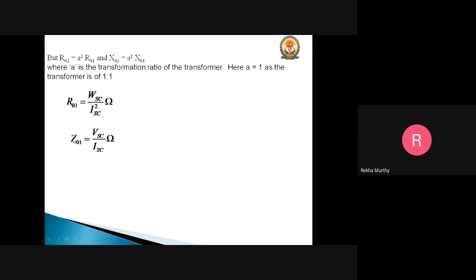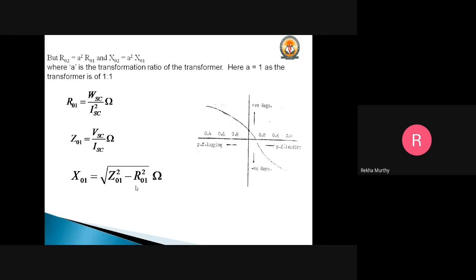Then Z01 can be obtained by V_SC divided by I_SC. Once you get this value, only then can we find out X01. X01 can be given as the square root of Z01 square minus R01 square. Once we solve this, we can solve for the regulation. We have to apply that regulation formula and solve it. Once you get that for various values, we can plot the graph for the lagging case and for the leading case, and with respect to the different power factors, we can obtain the regulation.